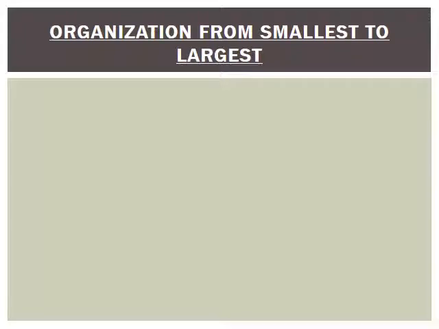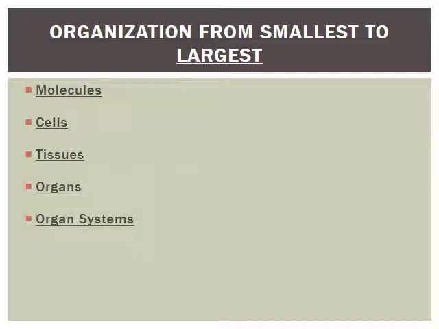Let's discuss the organization of life from smallest to largest. So at the smallest component, we have molecules. These molecules go ahead and combine to create cells. These cells go ahead and combine to create tissues. These tissues will go ahead and combine to create organs. These organs combine to create organ systems. These organ systems will combine to create organisms. And all the organisms found in an area is considered an ecosystem.